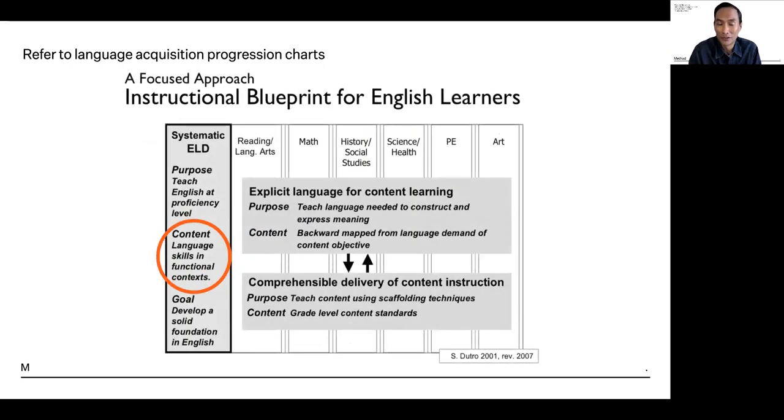So this is a blueprint from Dutro's. You might have seen it before, but you can see that the content language skills focus on function, and the explicit language for content is across the board, not only in math, but also in art and PE and science. You use your content to plan backwards and also think of the comprehensibility of the output that your students are expected to produce. And you have to teach them those things. So let's see how it's done.